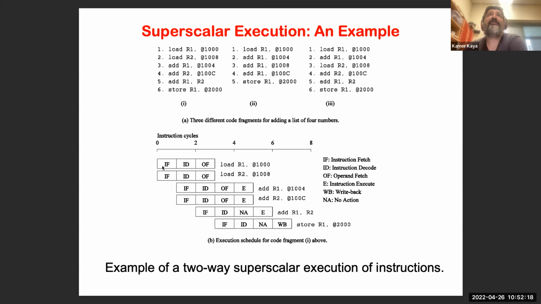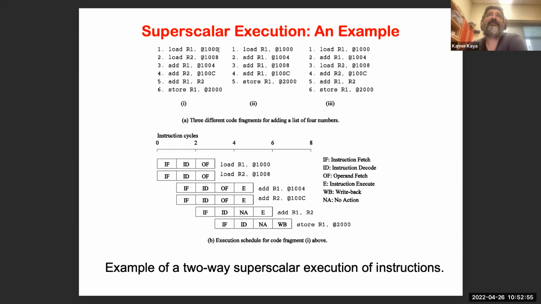So you can also have multi-way superscalar execution of instructions. You can have two components and do two things at once. These are three different programs, containing instructions on each line to add four numbers. Okay, so this is really simple.